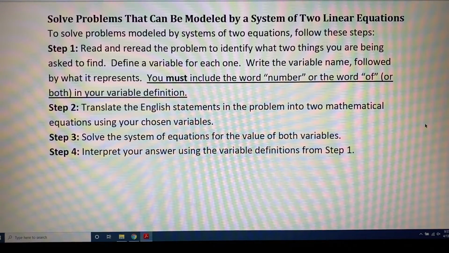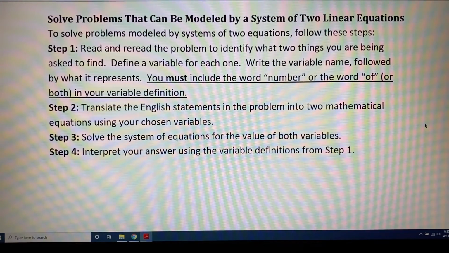Please open your learning workbook to page 62 and read along as we learn together. Our final objective is to solve problems that can be modeled by a system of two linear equations.